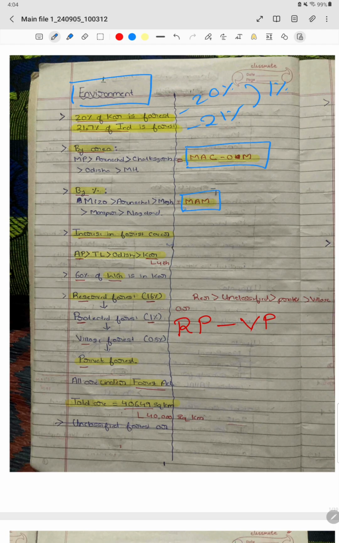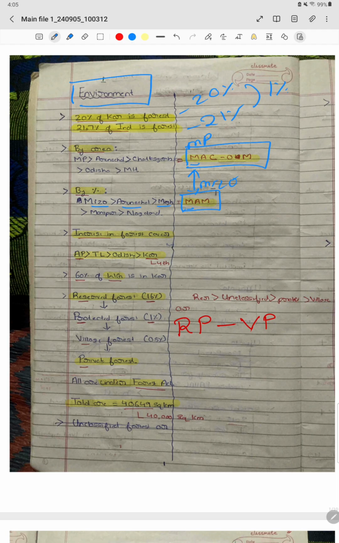Here we will remember only the first three. They are Mizoram, Arunachal Pradesh, and Meghalaya. So here also M is there initially, here also M is there. But the difference is, here it is Madhya Pradesh and here it is Mizoram. We have to be careful with respect to this one.